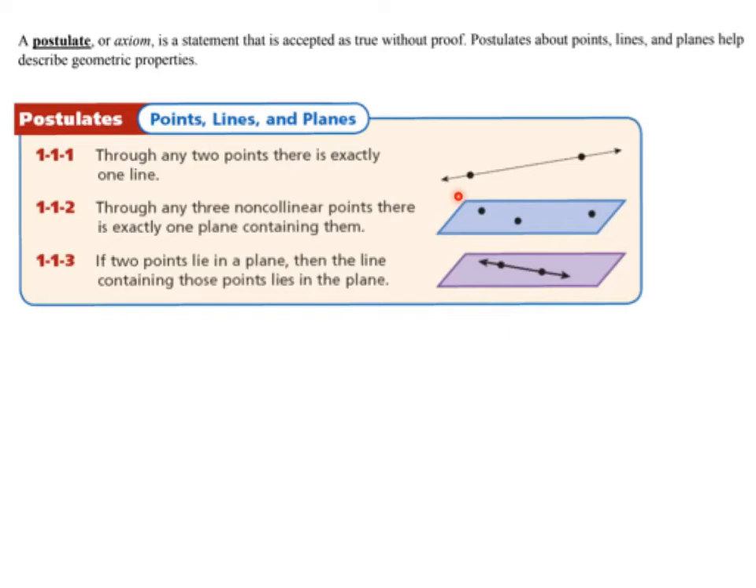So this 1-1-3 says if 2 points lie in a plane, then the line containing those points lies on the plane as well. That makes sense, because if these 2 points are on the same plane, if I draw the line through those 2 points, that line has to also exist on the plane. Think about it. If you have a piece of paper, and we call that a plane, you draw 2 points on that piece of paper. As soon as you draw that line, it is also on your piece of paper.